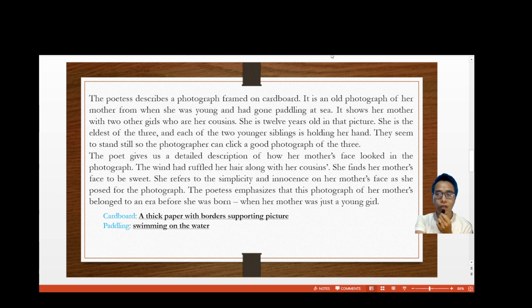It is an old photograph of her mother from when she was young and had gone paddling at sea. It shows her mother with two other girls who are her cousins. She's 12 years old in that picture. She's the eldest of the three, and each of the two other younger siblings is holding her hand. They seem to stand still so the photographer can click a good photograph of the picture.